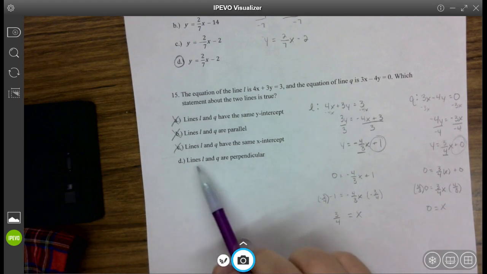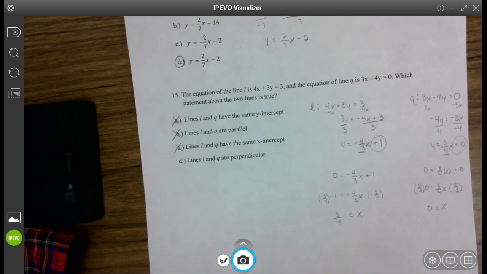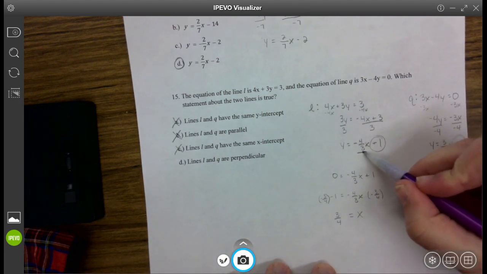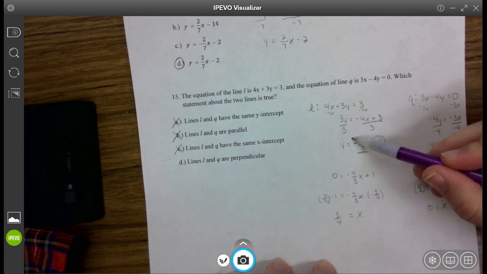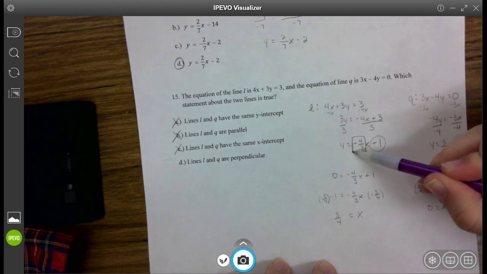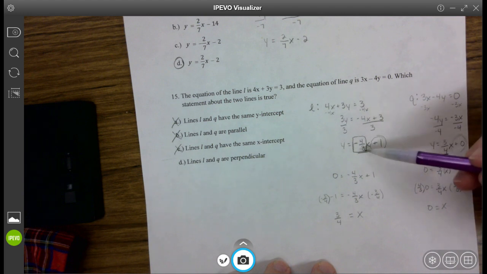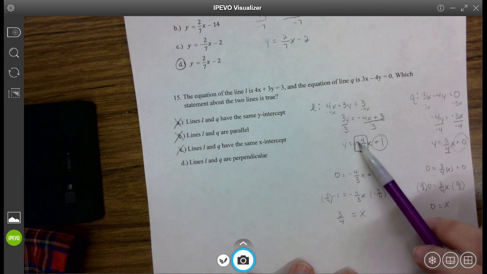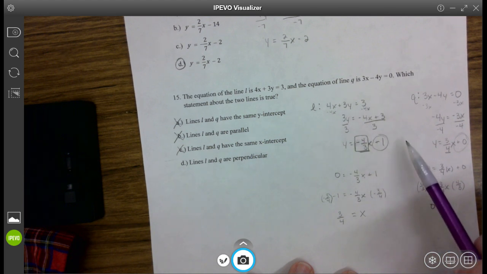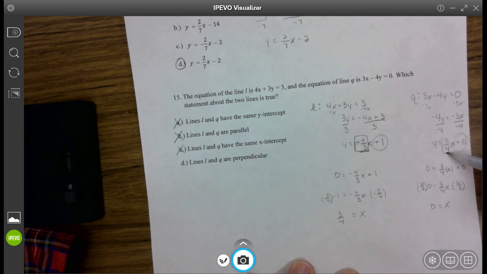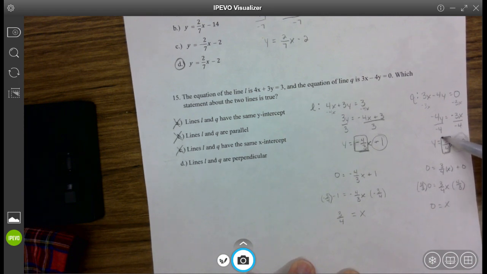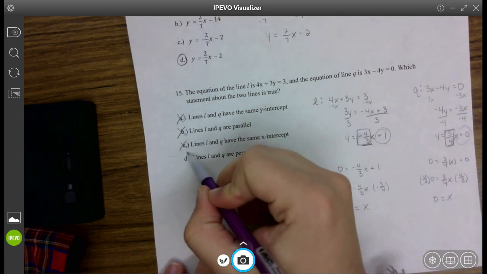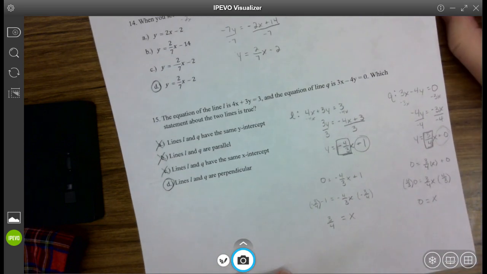And now lastly, we have lines L and Q are perpendicular. In order for the lines to be perpendicular, they need to have opposite reciprocals of each other. So if we look at negative 4/3, our reciprocal would be negative 3/4, but it needs to be the opposite of whatever sign this is. So if this is a negative, it needs to end up being a positive. So it needs to be a positive 3/4. Can we agree that these two lines are perpendicular? Yes. So therefore, D is our correct answer.